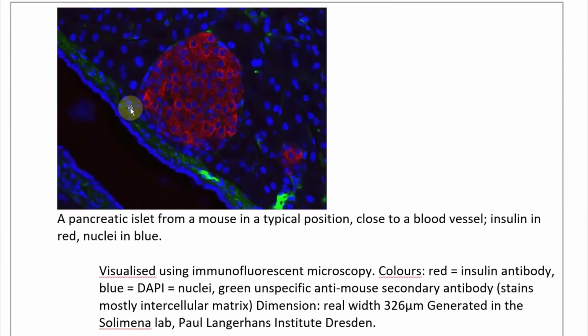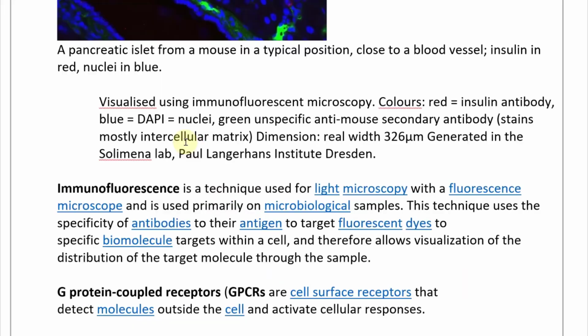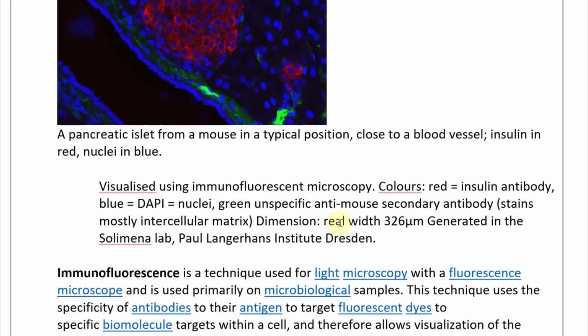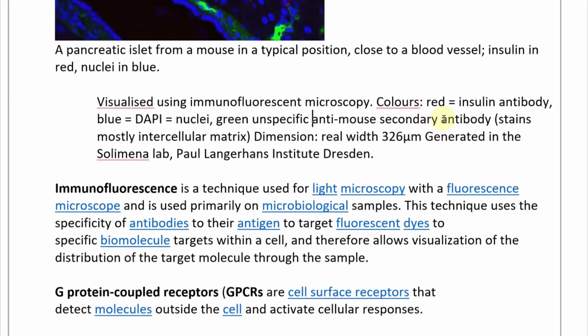So it is the main anabolic hormone, or the main building up hormone, to signal to just produce more molecules. And a side note here, this is visualized using immunofluorescent microscopy. Colors: red is insulin antibody, blue is DAPI equals nuclei, green is unspecific anti-mouse secondary antibody, which stains mostly intercellular matrix. So basically a bunch of stains, and using antibodies. We'll get over those later in this video. Actually, we already had covered antibodies. Let's just go back to the antibody, but first is DAPI. We already went over this earlier.